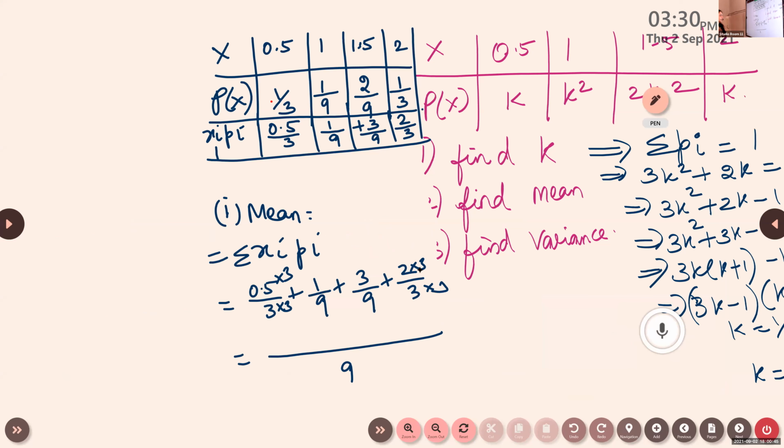Aparna? Ma'am, 1.5. Yes, 1.5 plus 1 plus 3 plus 6. So what will you get? 11.5 by 9. Is it correct? If you want to remove the decimal, we can multiply by 2. So we'll get 23 by 18. The mean is 23 by 18.